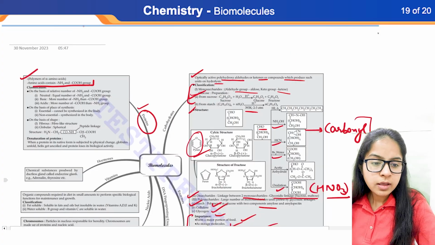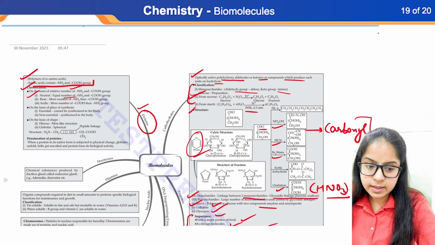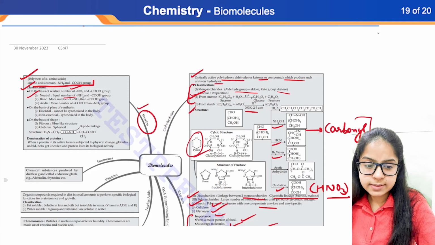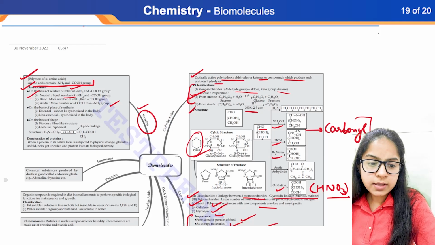Okay. So I want to classify the proteins on the basis of the relative number of NH2 and COOH groups. For a neutral protein, there are equal numbers of NH2 and COOH groups, so the acidic and basic character is the same. Basic means more NH2 than COOH groups, and acidic means more COOH than NH2 groups. This is the classification. Now the next one is on the basis of place of synthesis.